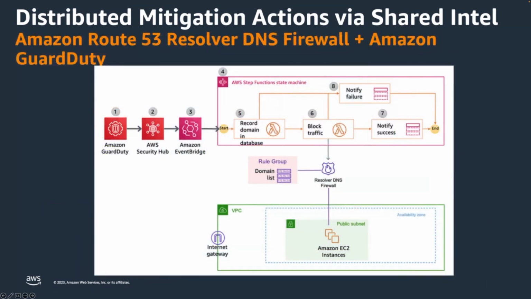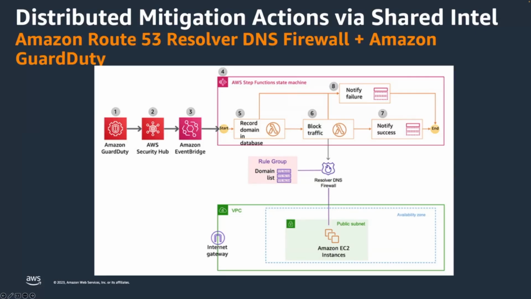So the automation workflow for this interaction is going to be very similar to what we just looked at with Network Firewall and GuardDuty, except in this case, the big difference is that we're now going to look at GuardDuty findings that have to do with a domain name, or what's sometimes called a fully qualified domain name, or FQDN in acronym form. So here are the steps we're going to follow.